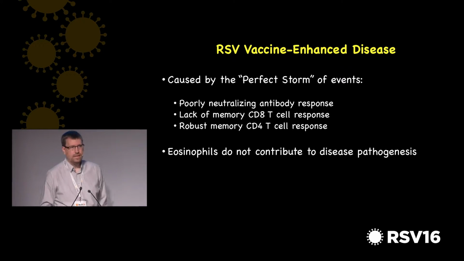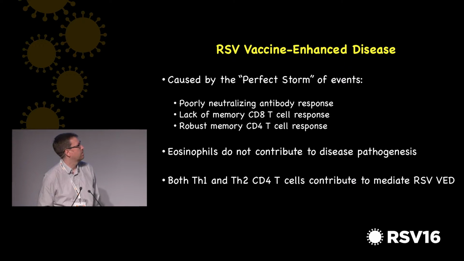We also showed last year that eosinophil deficient animals do not show any differences in RSV vaccine-enhanced disease, despite their implications over the last 50 years as a major contributor to the pathogenesis. We actually believe that the eosinophils were trying to help repair some of the damage in the lungs that had occurred by the robust CD4 T-cell response. They're a very good marker of strong Th2 immune responses, but in the case of RSV vaccine-enhanced disease, we don't believe they contributed directly to pathogenesis.